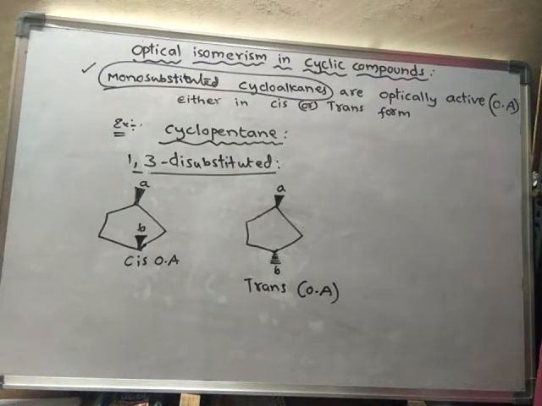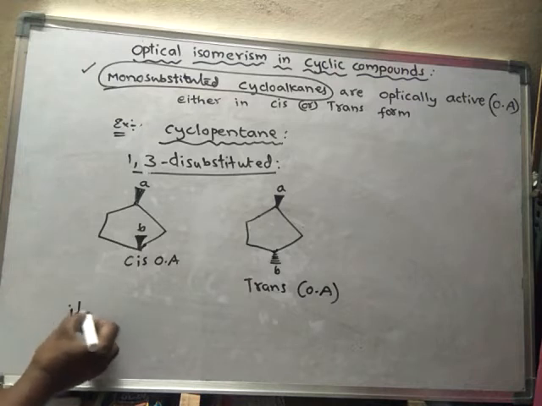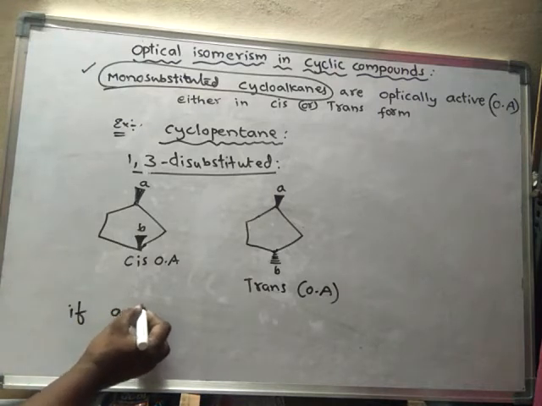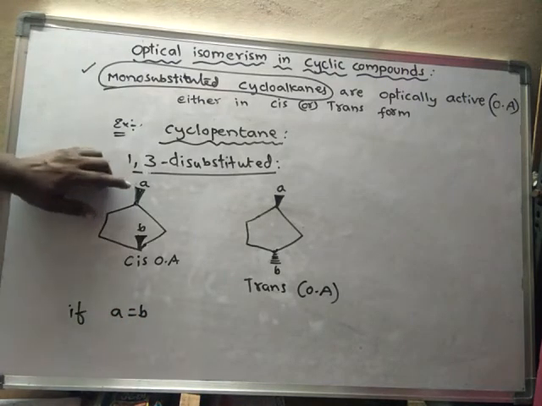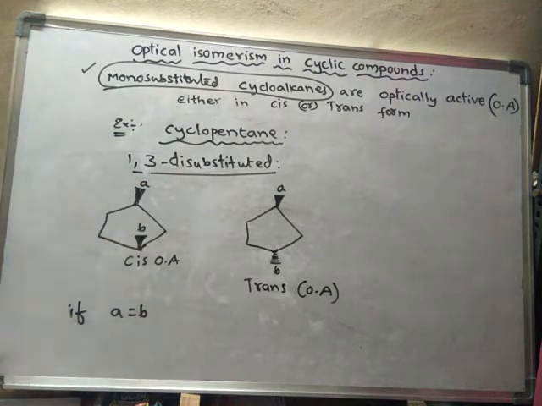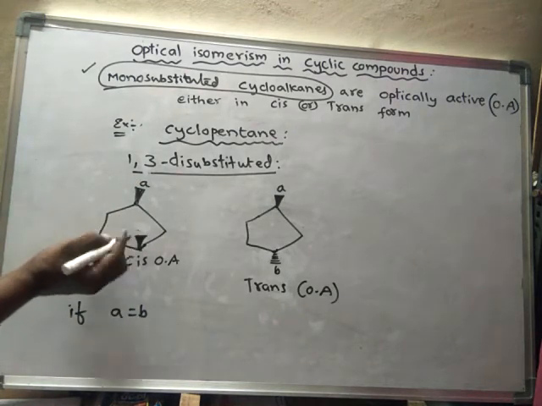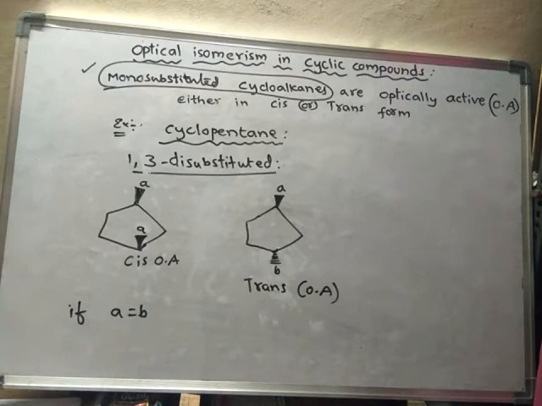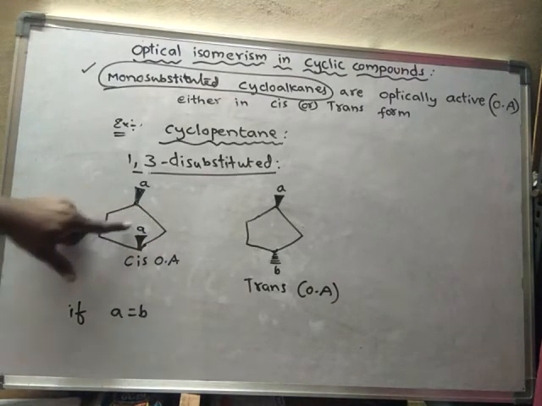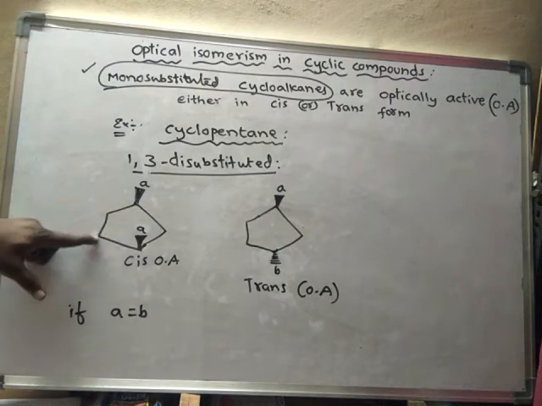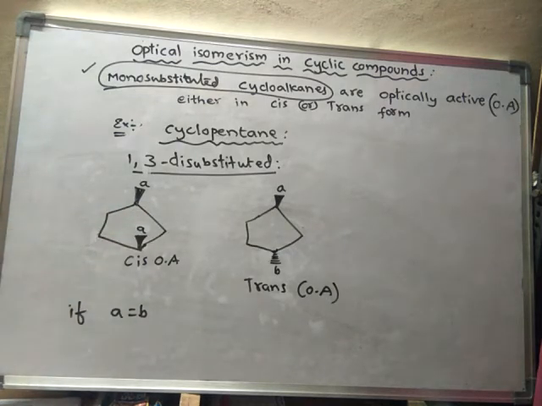But if A is equal to B, suppose A is equal to B or B is equal to A, then what happens? There exists a plane of symmetry. Because if you divide this molecule through this plane, it will divide the molecule into two equal halves which are identical.